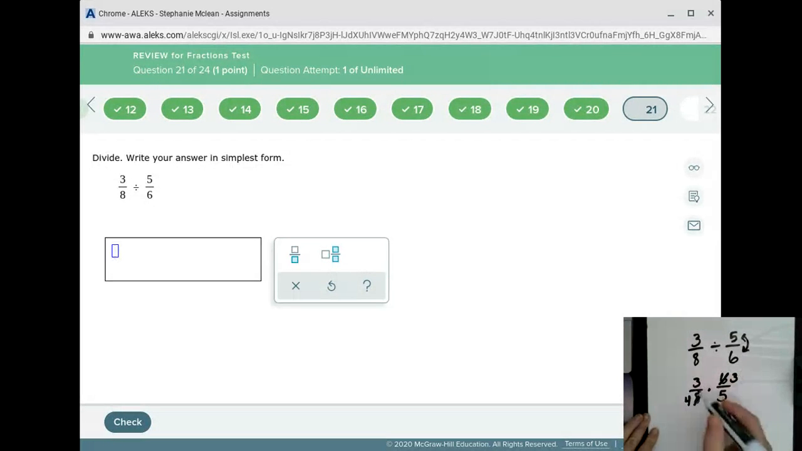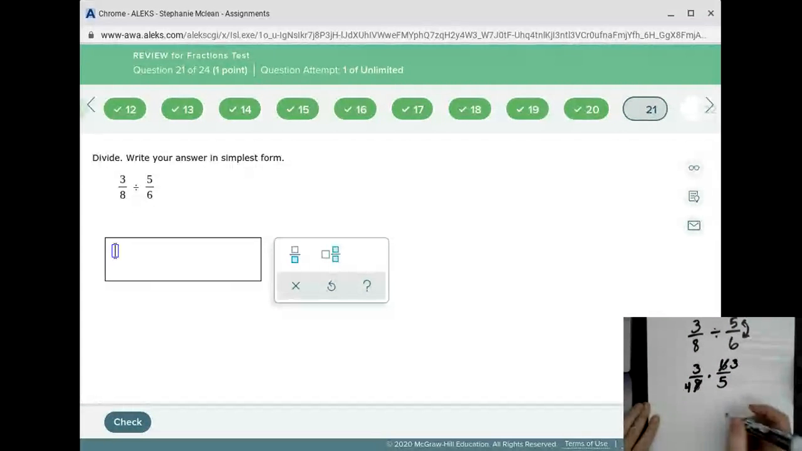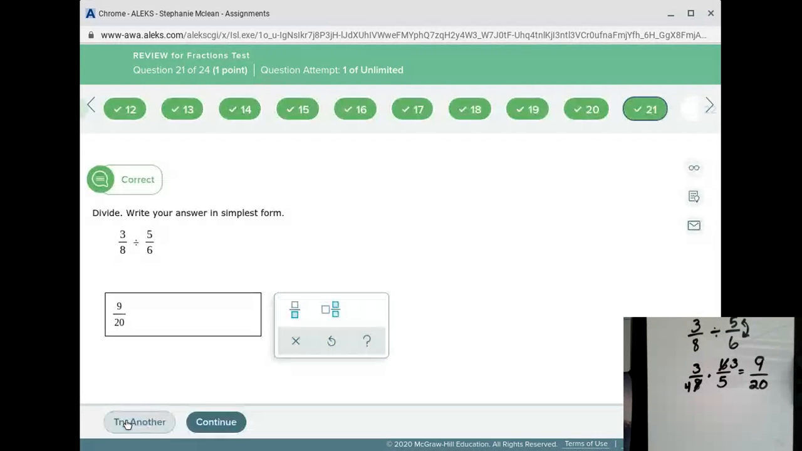Okay, and then go straight across. So 3 times 3 is 9, and 4 times 5 is 20. Okay, and 9 and 20 don't have anything in common, so we're going to leave them as they are.